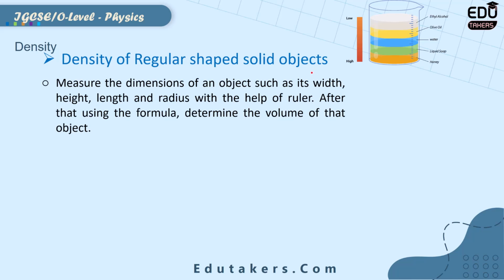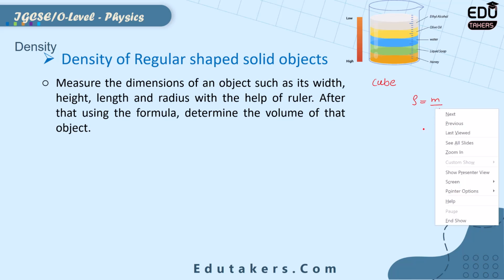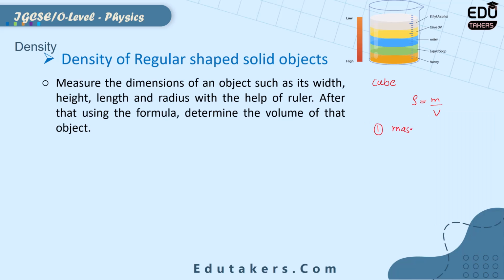First of all, if I consider any regular shaped solid object just like a cube, then how can you find out the density of that cube? You have to follow the following steps. You know very well that density is equal to mass per unit volume. From here, you can see, first of all, you need to calculate the mass, and the second thing that you need to know is volume. You have to calculate both of these in order to find out the density.